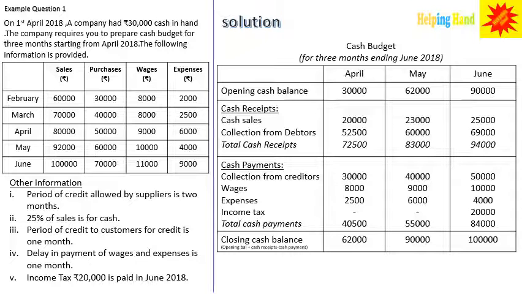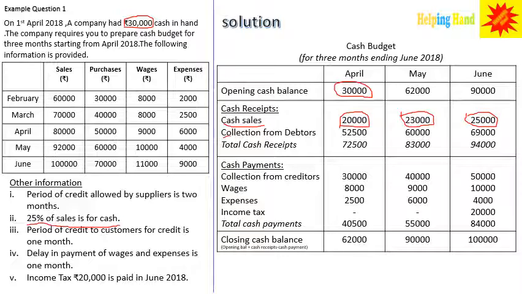Okay, here we have the solution. The 30,000 opening balance has been recorded here as opening balance for the month of April. Then we have recorded the 25% sales for cash. So cash sales has been recorded as 20,000 for the April month, as I told you, which is 25% of 80,000. May, 23,000, which is 25% of 92,000. June, it is 25,000, which is 25% of 1 lakh.